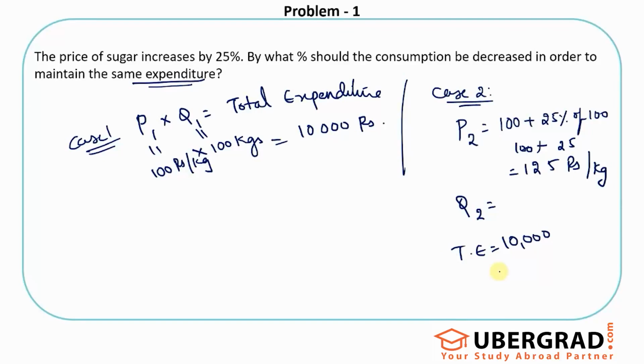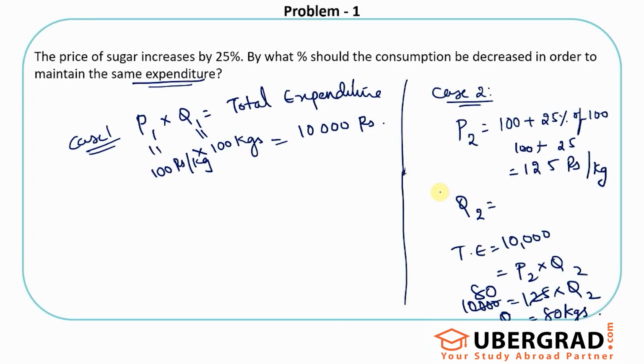So how would I do it? Total expenditure is equal to price 2 into quantity 2. That is 125 per kg into Q2 is 10,000. So this will be what? 80. 125 into 80, I will get 10,000. So that means I can consume 80 kgs.